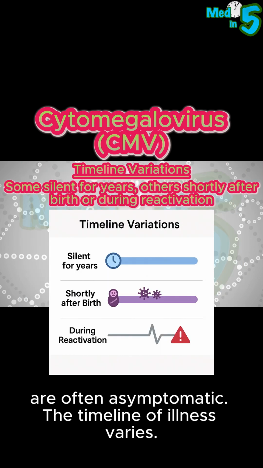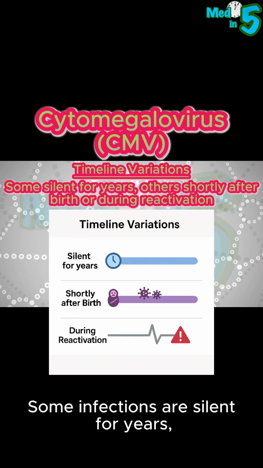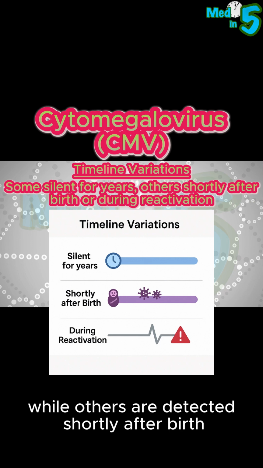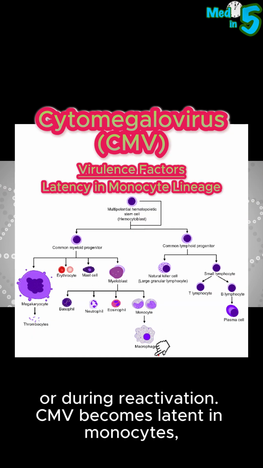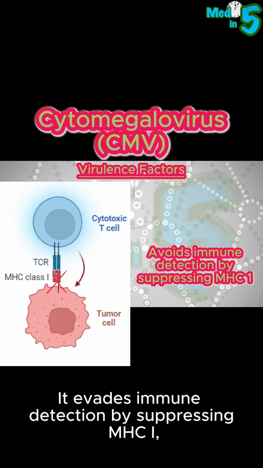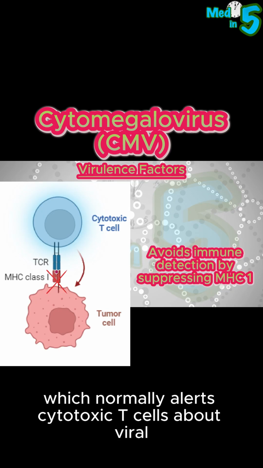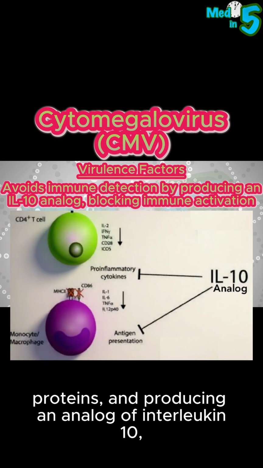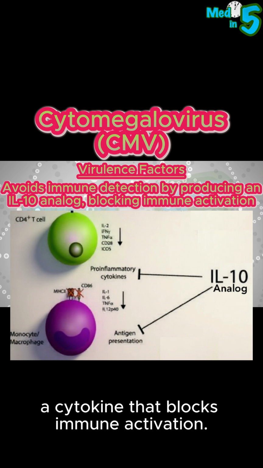The timeline of illness varies. Some infections are silent for years, while others are detected shortly after birth or during reactivation. CMV becomes latent in monocytes, macrophages, and bone marrow progenitor cells after infection. It evades immune detection by suppressing MHC1, which normally alerts cytotoxic T cells about viral proteins, and producing an analog of interleukin-10, a cytokine that blocks immune activation.